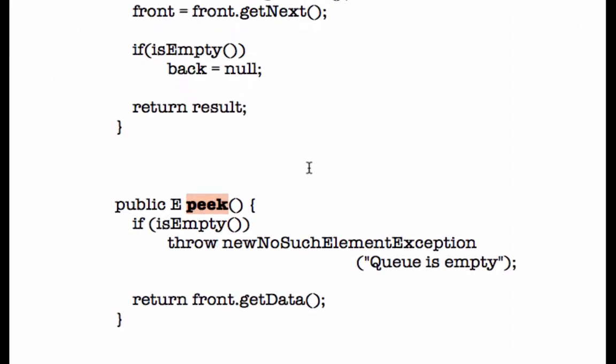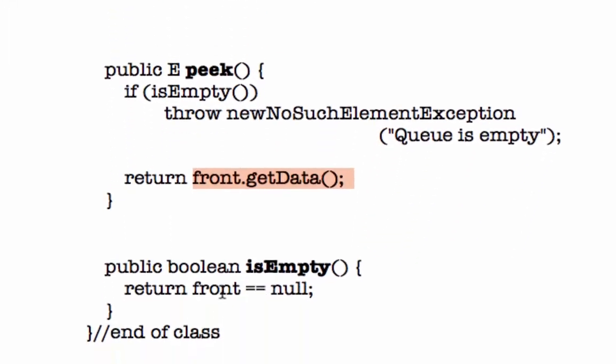Peek is simply retrieving the value of the object in the node at the front of the list. Again, I need to make sure that the list is not empty. If it is, I'm going to throw an exception indicating that the queue is empty. Otherwise, I simply use my node class method getData to retrieve the object on the first node, and simply return it. And finally, isEmpty.